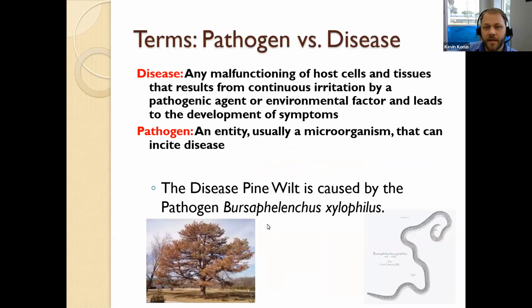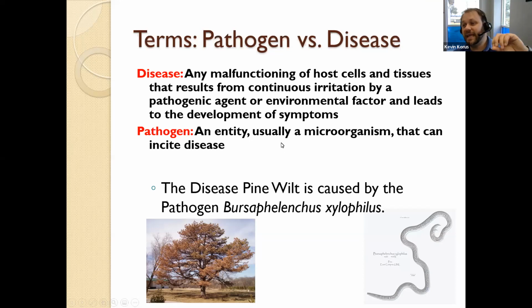So before we kind of continue, I just want to clarify a couple of terms that I'm going to use a lot. Probably. So when I say a disease, the disease is any malfunctioning of a host cell and tissue that results from continuous irritation by a pathogenic agent or environmental factor and leads to the development of symptoms. Okay, so a pathogen is the actual entity, usually a microorganism, that incites the disease, right?